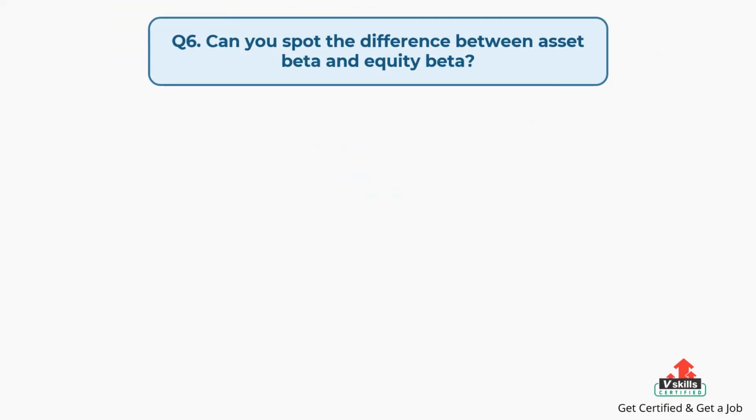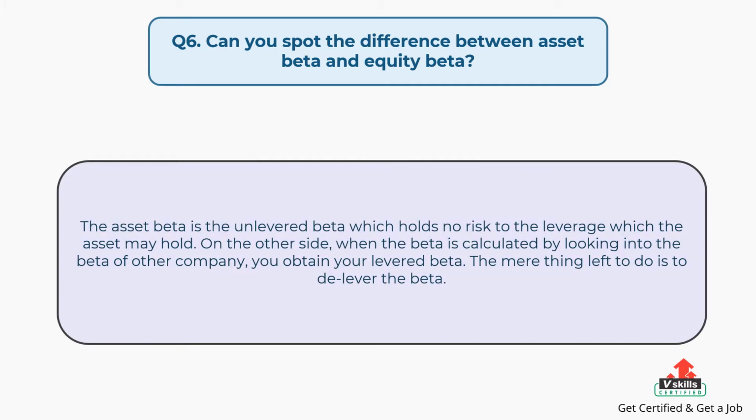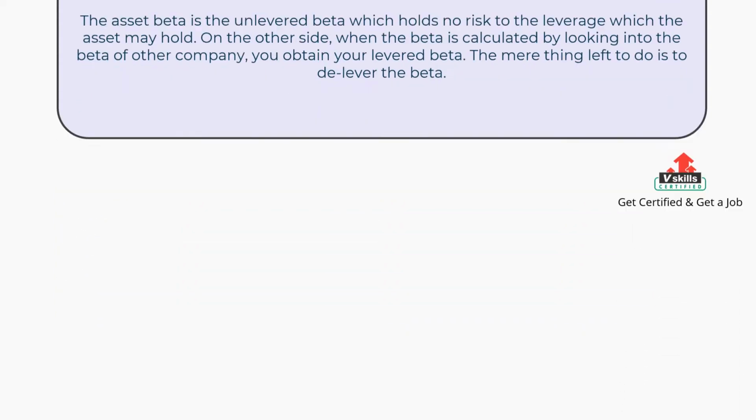Question number 6. Can you spot the difference between asset beta and equity beta? The answer is, the asset beta is the unlevered beta, which holds no risk related to the leverage which the asset may hold. On the other side, when the beta is calculated by looking into the beta of another company, you obtain your levered beta. The only thing left to do is to delever the beta.